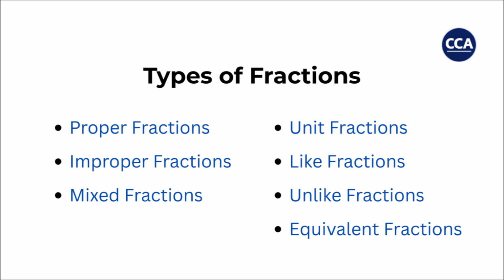There are three main types of fractions: proper fractions, improper fractions, and mixed fractions, defined by the relationship between the numerator and denominator. Other types include unit fractions, like fractions, unlike fractions, and equivalent fractions, bringing the total to 7 commonly recognized types used to represent parts of a whole. Let's understand them one by one.